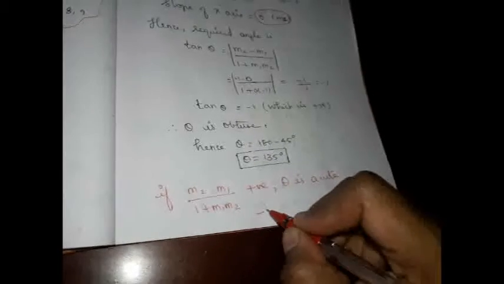Okay. If it is negative, theta is obtuse. How will you obtain this? 180 minus the angle. Here it is negative, therefore it is obtuse, and it can be obtained by 180 minus the angle. Since it is 1, the angle is 45 degrees. So 180 minus 45, which is 135. Right? Hope you understood. Let us move on to the next question now.